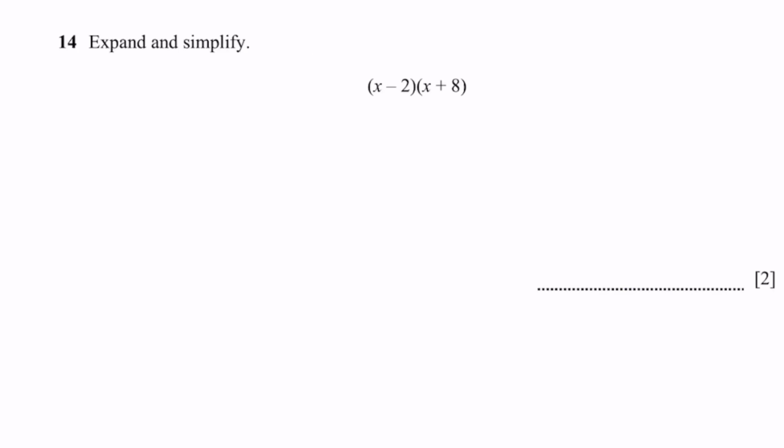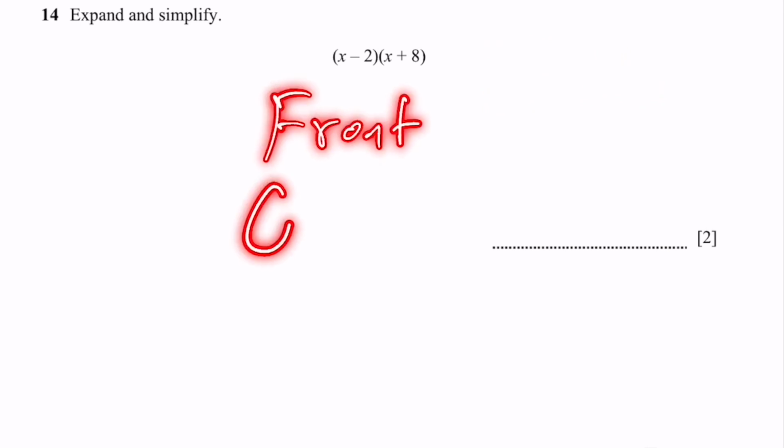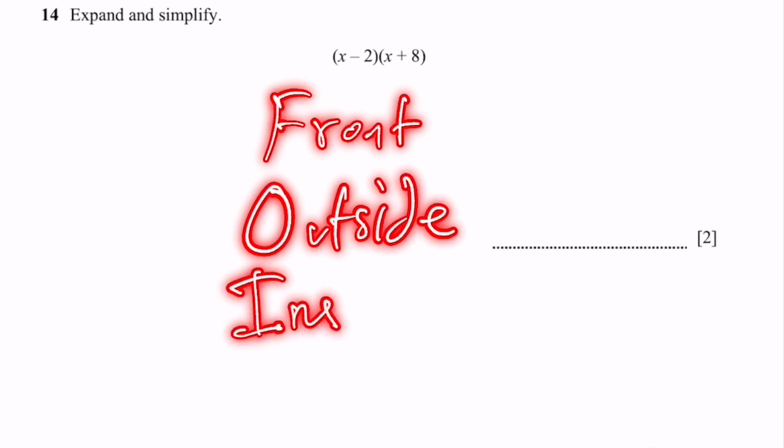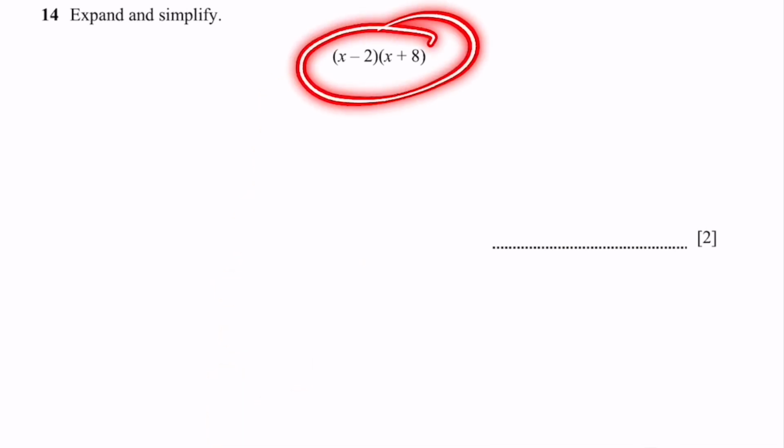Question 14. Expand and simplify x minus 2 times x plus 8. For this, we can use the FOIL method. F stands for front, O stands for outside, I stands for inside, and L stands for last. Now, the front is between the front of each bracket. That means first is x times x, x squared. Next, outside, which means the ones on the outside, x and 8. That's 8x.